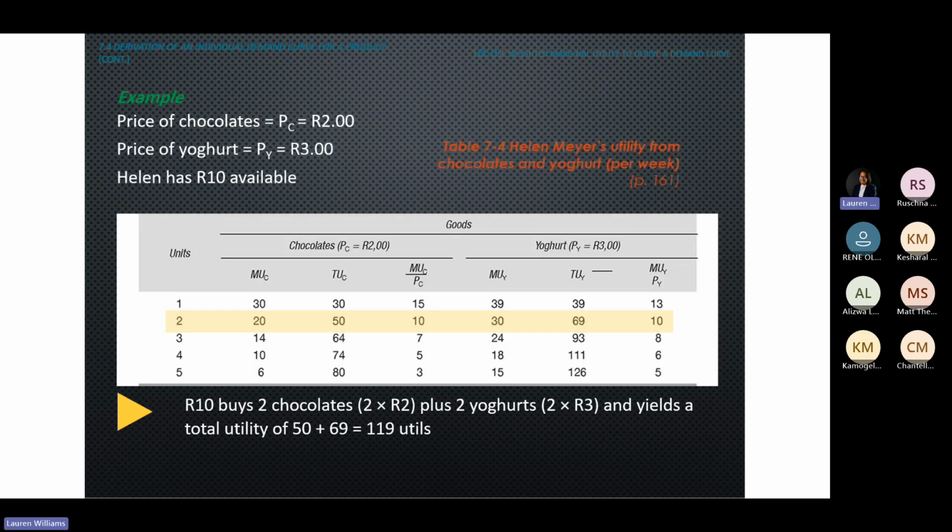Okay. So here again, another example. The price of chocolate is 2 Rand, the price of yogurt is 3 Rand, and Helen's budget is 10 Rand. So what combinations could Helen possibly look at where she is maximizing her utility while sticking within her budget? We said again, we look at her weighted marginal utility.